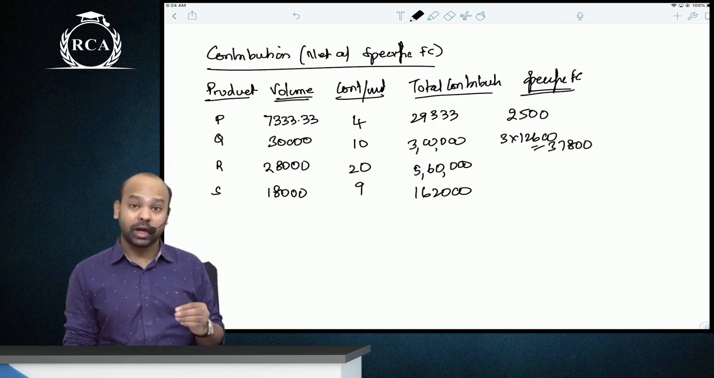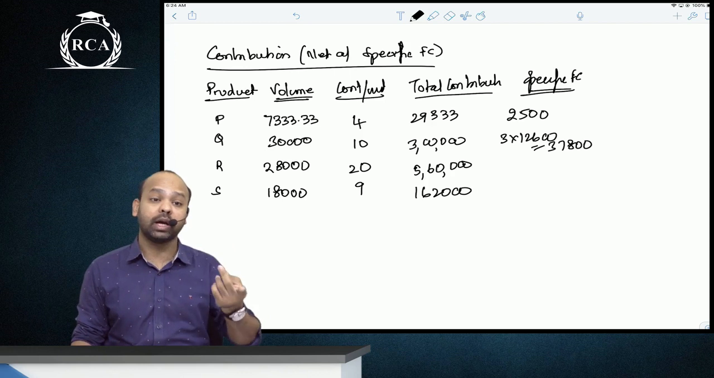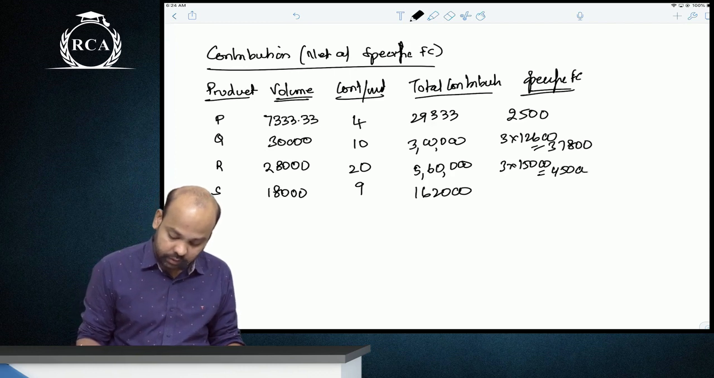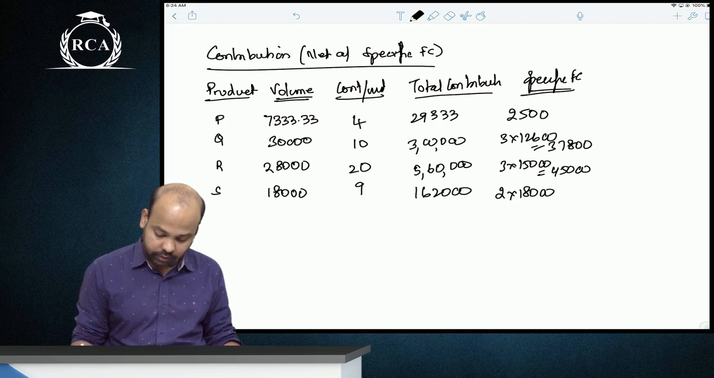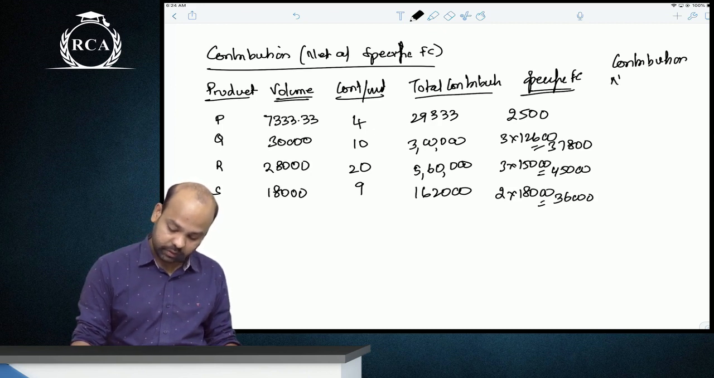And here again it should be 3 times. Do not write 2.8 times. It is part thereof. Matlab, even if you manufacture 1 unit more than 20,000 units, you will still have to incur the entire amount of fixed cost. 3 into 15,000, 45,000. 2 into 18,000, 36,000. So here guys, I will write contribution net of specific fixed cost.